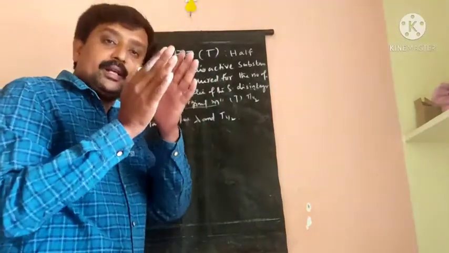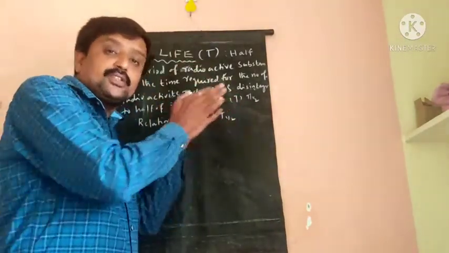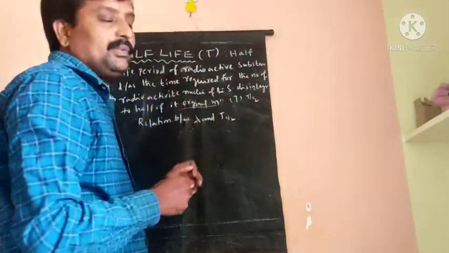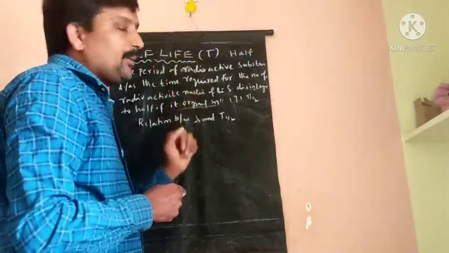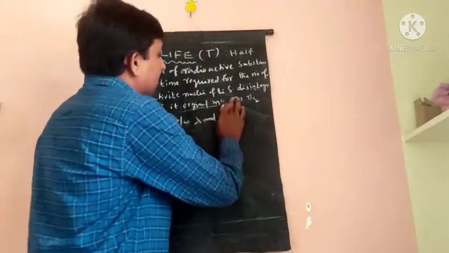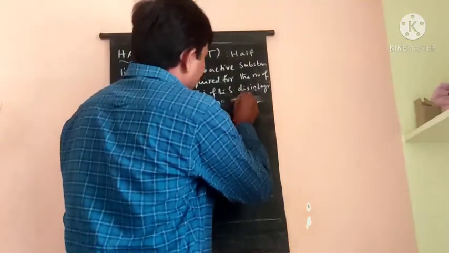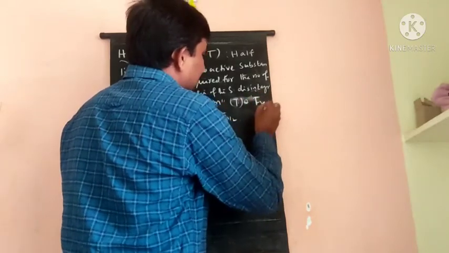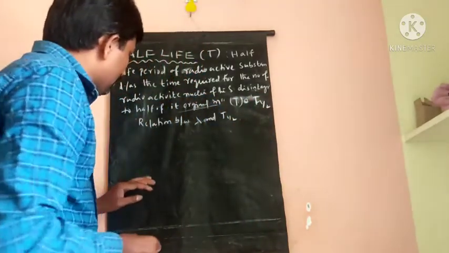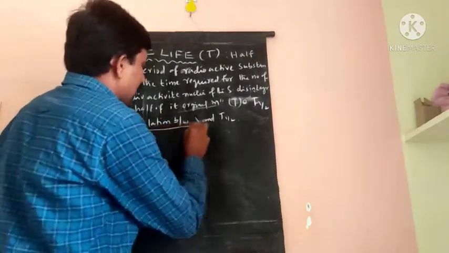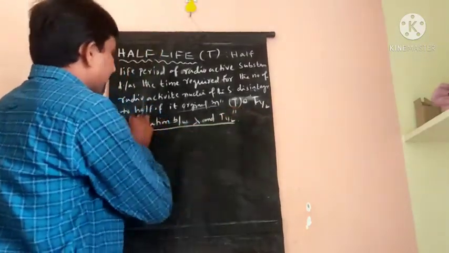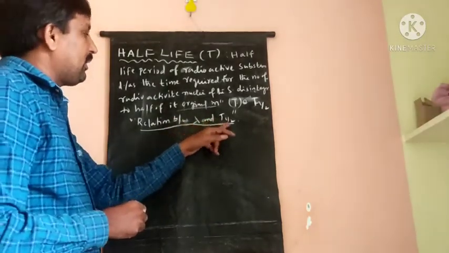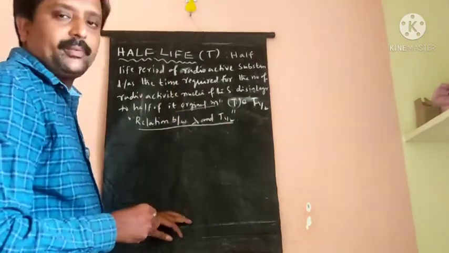the radioactive sample to disintegrate to half of its original nuclei is called the half-life time. The half-life time period is denoted by capital T, and sometimes we denote it by T half. So we know that. Now the relation between lambda and T half. Lambda means decay constant, T half means half-life period.